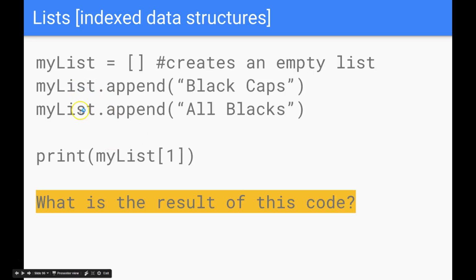And so here we would end up with two items in our list, or two elements in fact, firstly black caps and secondly all blacks, and both of those of course are strings. If we then use this command print mylist and in the square brackets the number 1, this is actually going to print out all blacks because we can access each element in the list using their index number, and those index numbers start at 0. So if we had mylist 0, it would print black caps, mylist 1 would print all blacks.